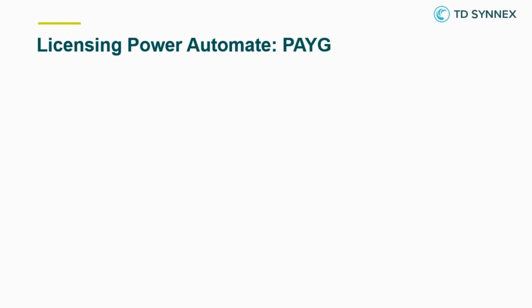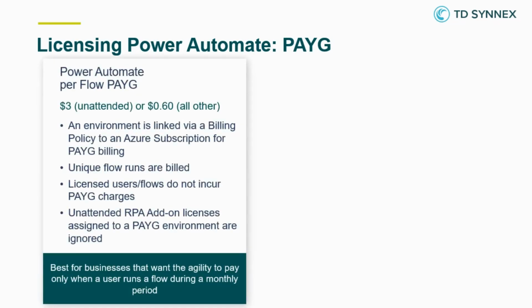Finally, there's also a pay-as-you-go option available for Power Automate, where you can choose to license each unique run of a flow. Here, the environment that the flows are assigned to needs to be linked to an Azure subscription for the billing. And then there is a cost per run of the flow, which varies depending upon the type of flow being run. But be aware that users or flows who have been individually licensed do not incur any pay-as-you-go charges. So this is great for organizations who only want to pay for when a user actually runs a flow.